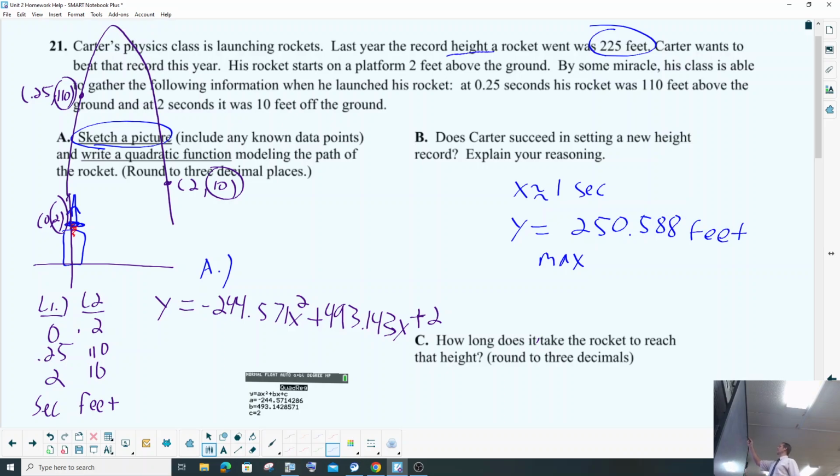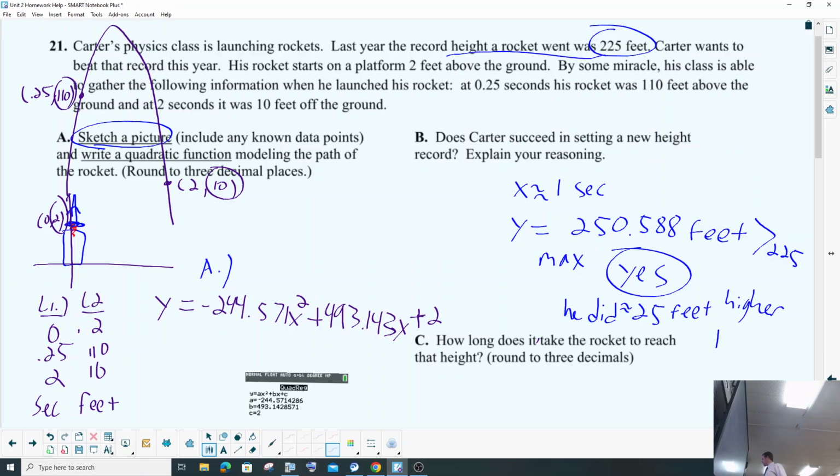And so let's see. If the last year's record was 225 feet, so that is definitely greater than 225. So we say yes, he did succeed. Whoa. He did succeed. Explain your reasoning. So he did approximately 25 feet higher than the record. Whoa. So higher than the record.